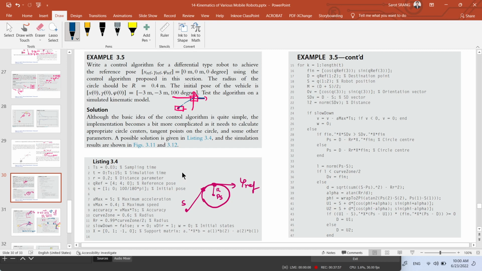Again, first we define sample time, duration of simulation, radius, distance parameter. This is distance parameter. This is not radius. Actually, yeah, distance parameters. So here is the reference formula.